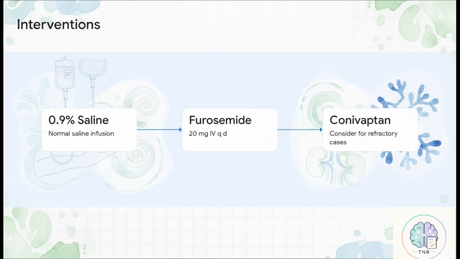Because it's not a full-blown emergency, we step down our interventions. Instead of the harsh 3% hypertonic saline, you're going to run a standard 0.9% normal saline infusion. Keep that IV furosemide at 20 milligrams a day to control volume, and for step 3, keep a drug called conivaptan in your back pocket. It's your backup plan to consider if the case becomes refractory and resists this initial treatment.